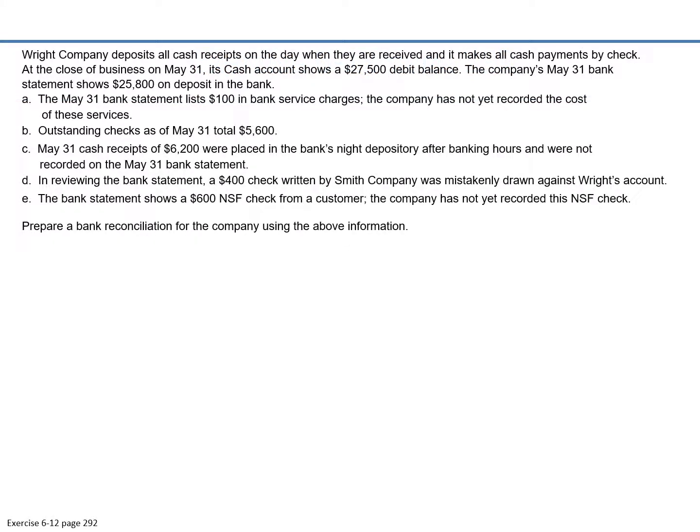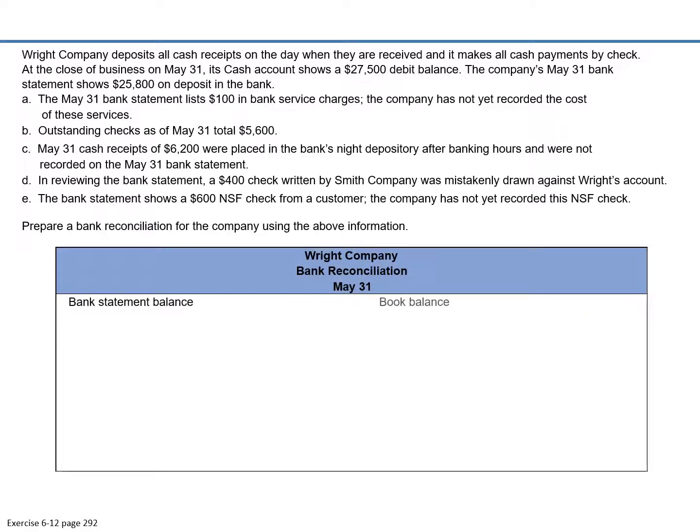All right, exercise 6-12. Right company deposits all the cash receipts on the day they're received. Close of business, the cash account shows a $27,500 debit balance. Bank balance shows $25,800. So then they give us all of the details for the bank rec and items A through E, and they want us to prepare the reconciliation. So bank balance, book balance. We're going to add and subtract some different things from both sides, right? So we'll set up our rec.